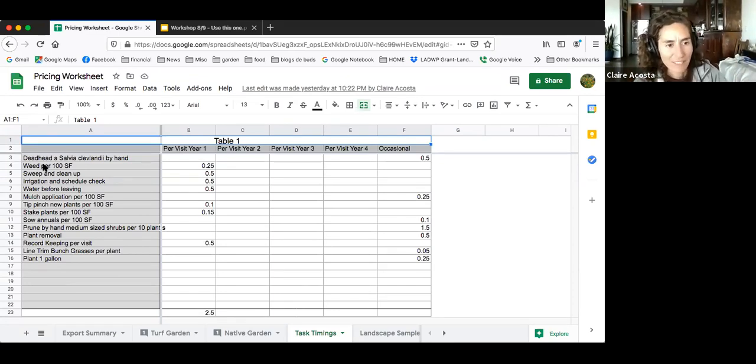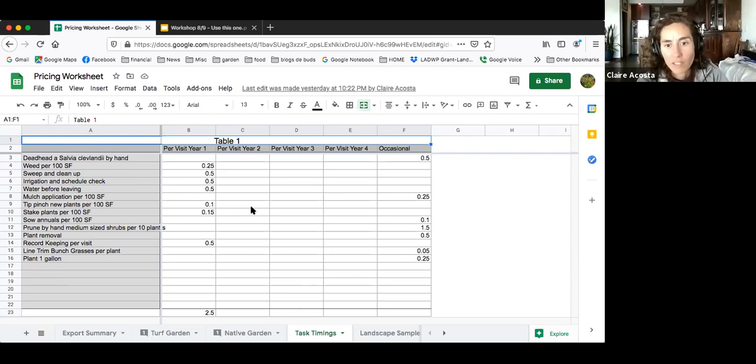Anyway, add in all the activities that you do when you're doing maintenance. So it could be sweeping and cleaning up, half hour, that's pretty standard. Irrigation check, maybe you do that 4 times a year, add those hours in. Maybe if you're watering before you leave, add that in.